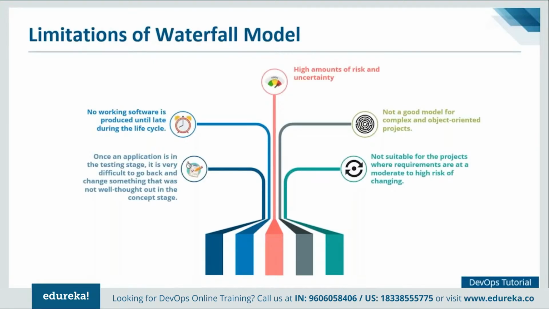Now, after 1 year, the market has changed. The client does not want a web application. He's looking for a mobile application now. So this type of model is not suitable where requirements are at a moderate to high risk of changing.